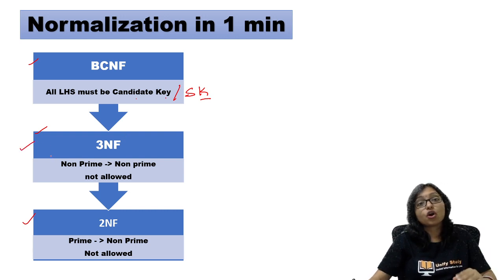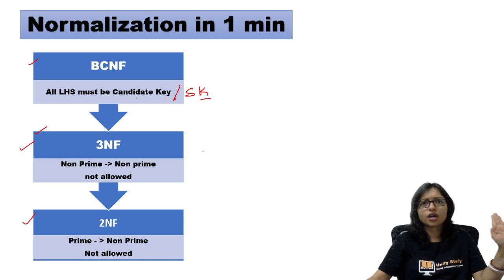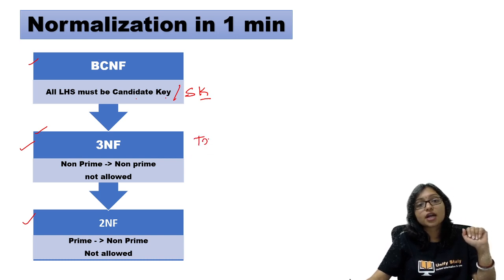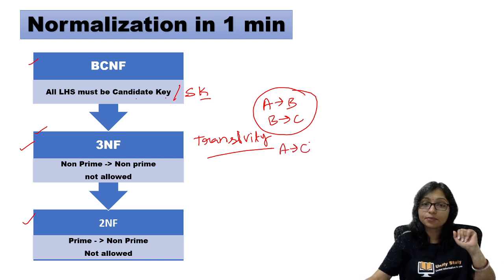In 3NF, the constraint is a little bit less strict. Okay, if you are not able to satisfy BCNF, then try for 3NF. 3NF says that I will not allow non-prime to non-prime dependency. This is not allowed here. This is called the transitive dependency, or transitivity. Why is this called transitivity? A implies B and B implies C. This is transitivity. When we can say A implies D, because this is non-prime to non-prime, that is not allowed.